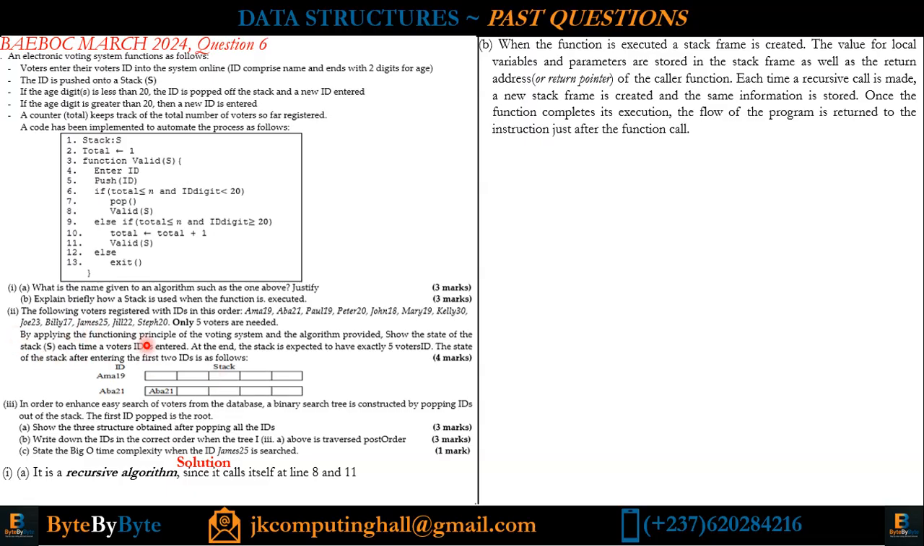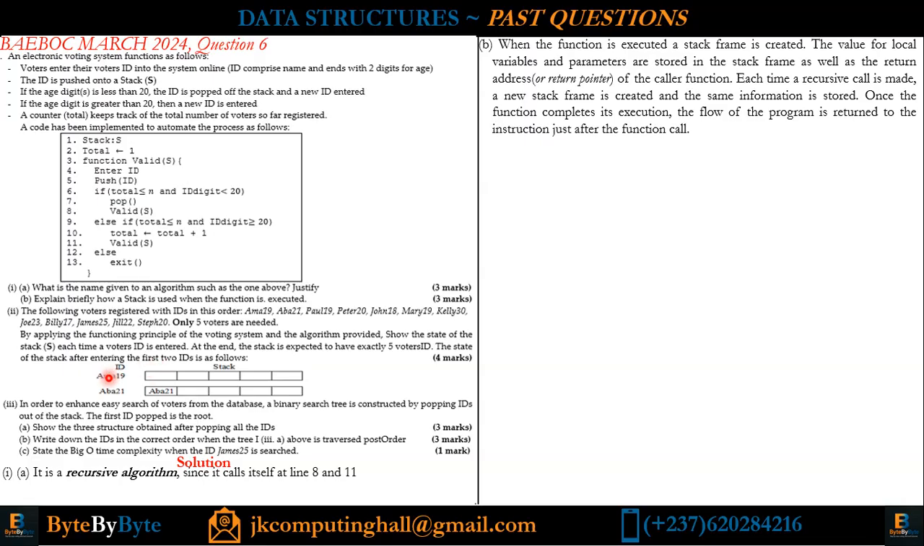By applying the functioning principle of the voting system and the algorithm provided, show the state of the stack S each time a voter ID is entered. At the end, the stack is expected to have exactly 5 voters' IDs. The state of the stack after entering the first two IDs is as follows. So when I enter Anna, remember that if the last two digits are not up to 20, then we don't insert, we move to the next.